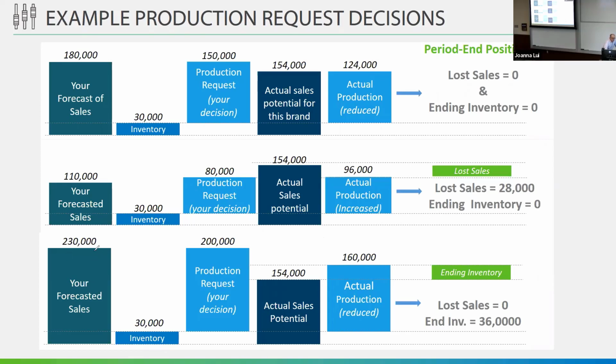Imagine scenario number 3. You have a very aggressive forecast. You say 230,000, that's how many we're going to sell, and you got 30,000 in inventory from last period. So that means you ask production to make 200,000. Sales are 154,000, like we said. They can only drop 20% off of 200,000, so that means they made 160,000, which is 6,000 more than you sold. So now your inventory went up 6,000. You have 36,000 in inventory, but you did sell 154,000.